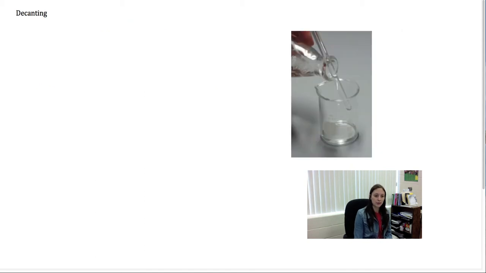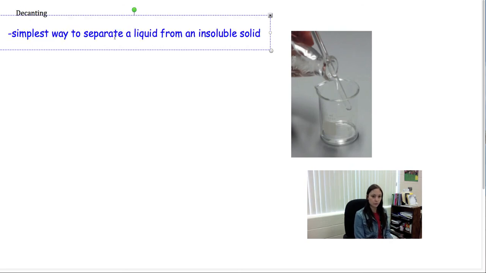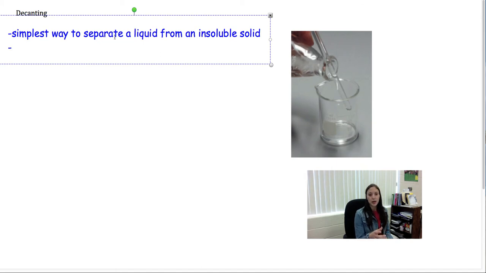Okay, the next type is decanting. Decanting is probably the easiest way to separate a liquid from an insoluble solid. We did this when you did the same kind of step with the filtration. This is usually a little rougher method than a filtration with a filter paper. Usually you have some stuff left behind with the solid. Usually leave a little bit of liquid there, so it depends on how much you really need to get all of that liquid out or not, as to whether decanting is a good idea.